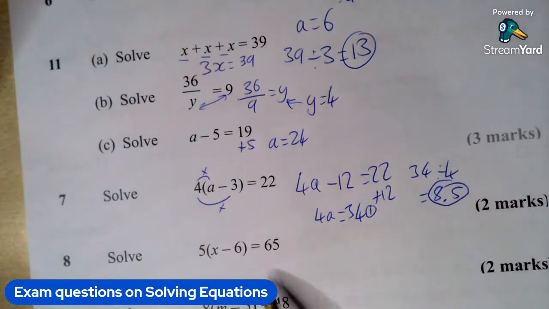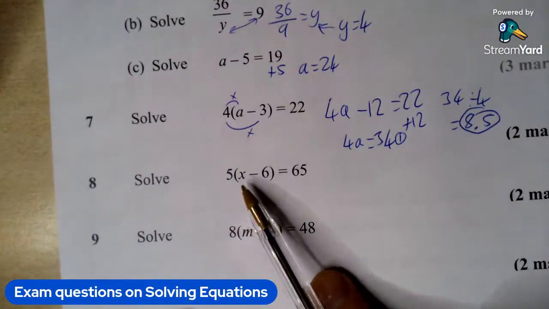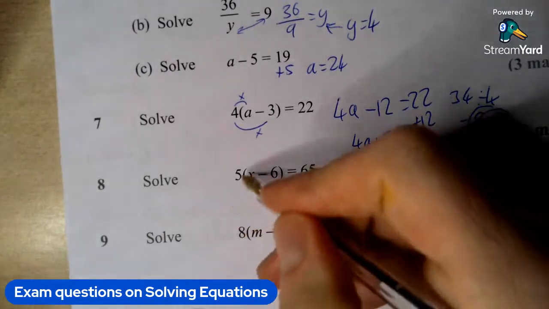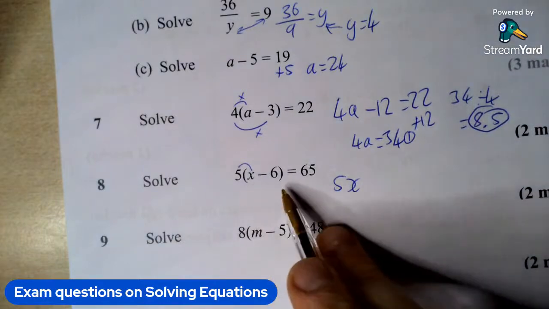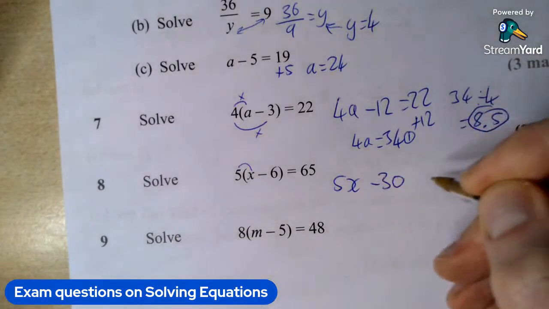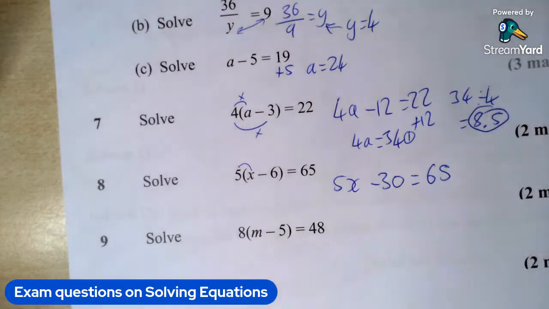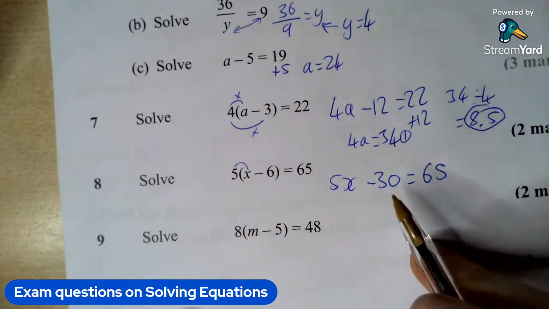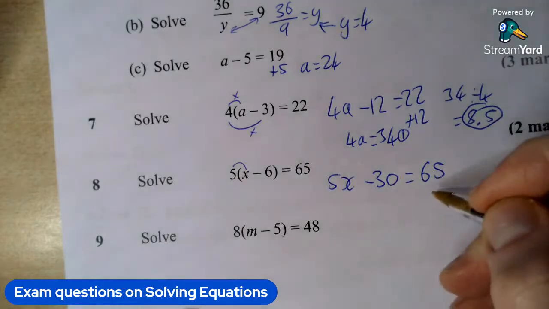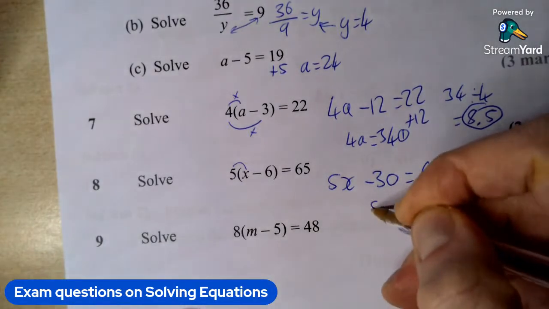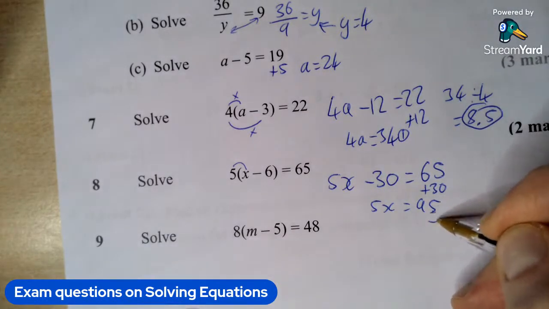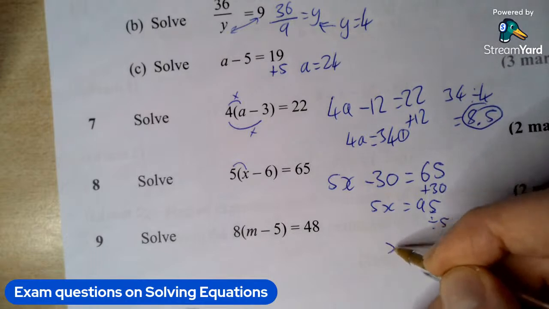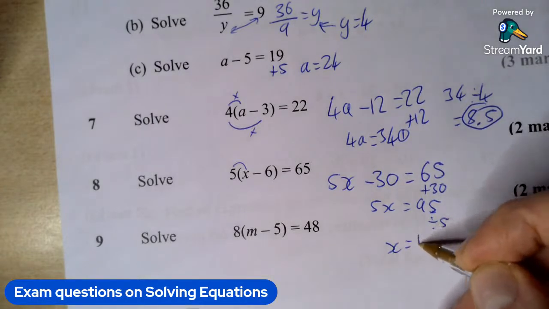Right. Let's move on. So now you've got a similar, basic, same question, just different numbers. 5 times x will be 5x. 5 times minus 6 is minus 30, and that equals 65. The opposite of subtracting 30 is adding 30, so you add that onto 65. So 5x equals 95, and then you divide by 5. So x equals 19.